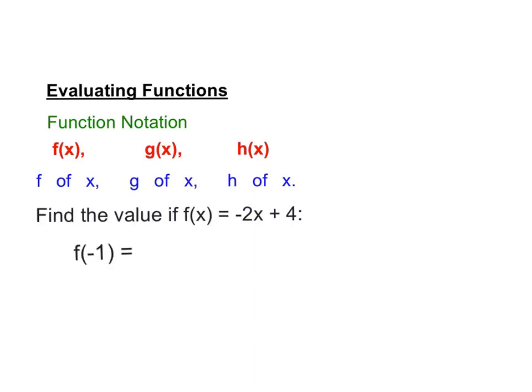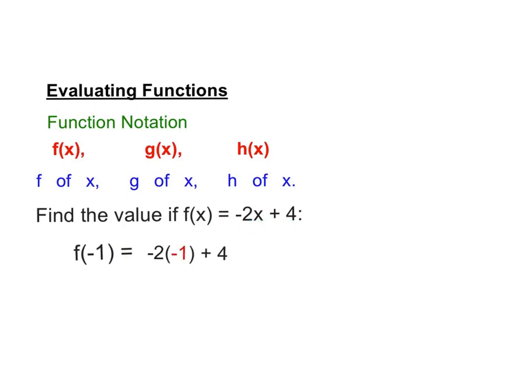That'll look something like this. So for example, I have the function f. The rule is negative 2x plus 4. They want us to evaluate f of negative 1. So you're going to take negative 1, substitute it in for x, and simplify it, and see what you get. So go ahead and do that.